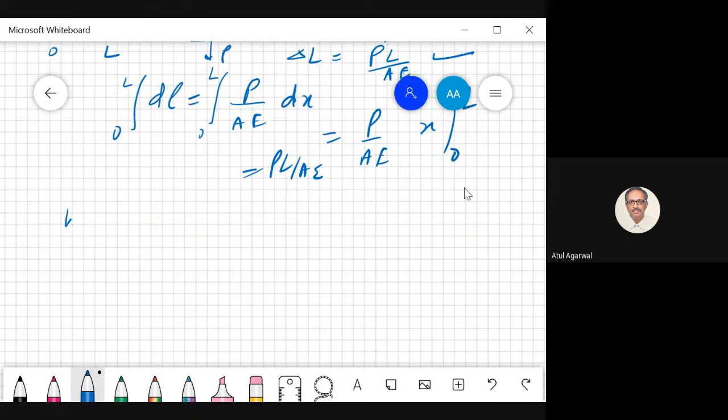Now, what is the work done by gravitational force? What is the work done by gravitational force here?